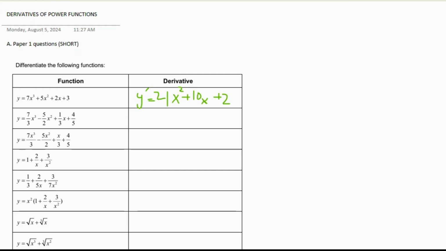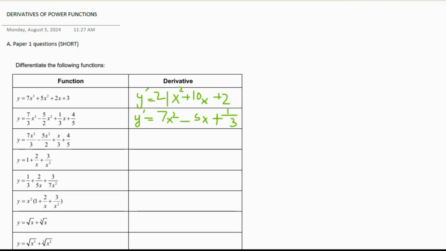Now moving on with the next one, we are going to take the derivative again. So there is a power 3 on top of x. So that 3 and this 3 in the bottom both cancel out with each other, and we would be just left with 7x squared. Same, this 2 and this 2 cancel out, so we are just left with minus 5x. Plus 1/3, and since 4 doesn't have anything with it, we don't have to worry about that part.